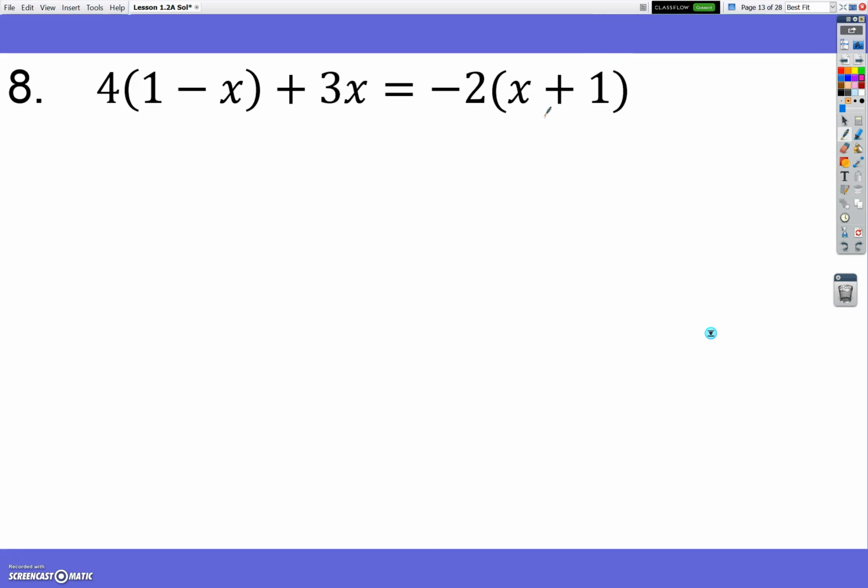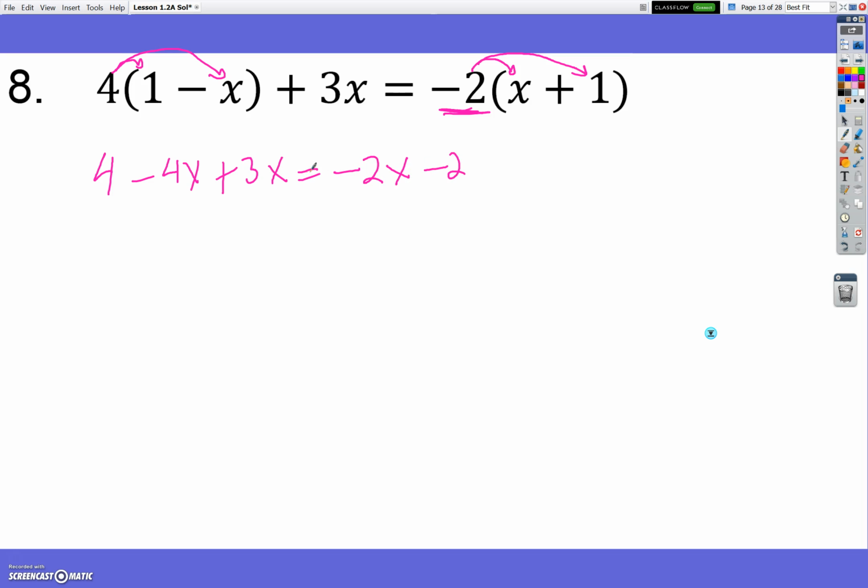Alright guys, so number 8, 9, and 10 should be done, so let's go ahead and check these out together. So what I want you to do is, there's a few ways to solve this one. First way to start is distributing this 4 to the 1 and to the negative x. This would give you 4 minus 4x plus 3x is equal to, and now we're also going to distribute this negative 2 to the x and to the 1. This would give you negative 2x minus 2.